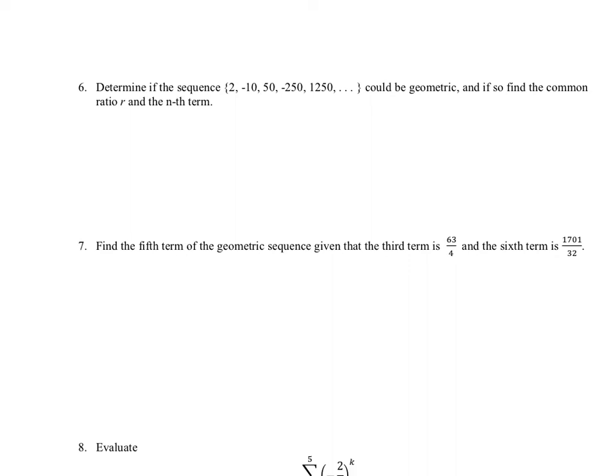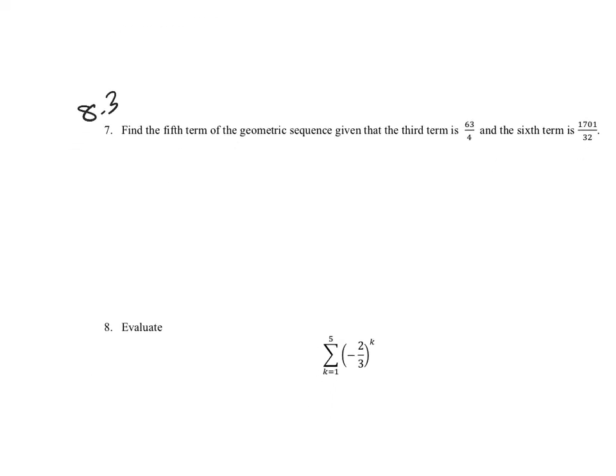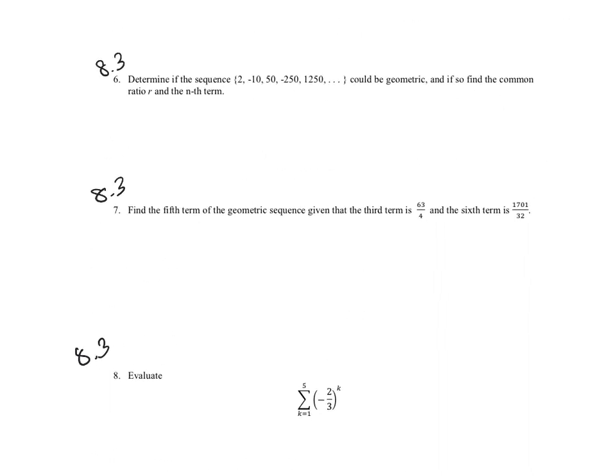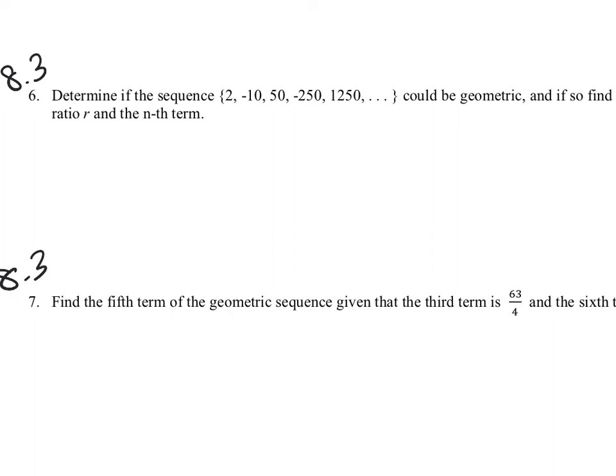So now we're moving on to questions that are all from 8.3. That one's 8.3. This one's 8.3. So this whole page is 8.3. In 8.3, we were introduced to a geometric sequence. Geometric means instead of adding or subtracting the same term over and over again, you're multiplying by the same term over and over again.